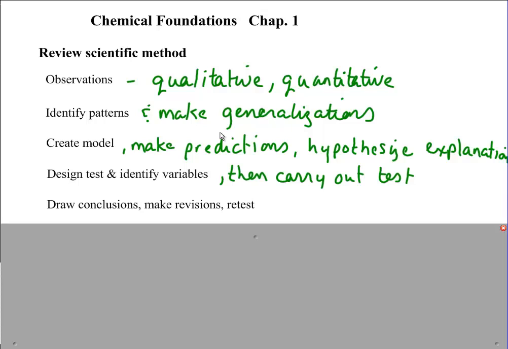Anytime we do a lab, the expectation will be that you make observations. From those observations, you should be able to make generalizations or identify patterns. Some of that may be done for you, and you are designing the test and identifying the variables. Sometimes that's already done for you, and your job is to carry out the test, make the observations, and then do the final part. You draw the conclusions, you make the revisions, you suggest ways to retest.